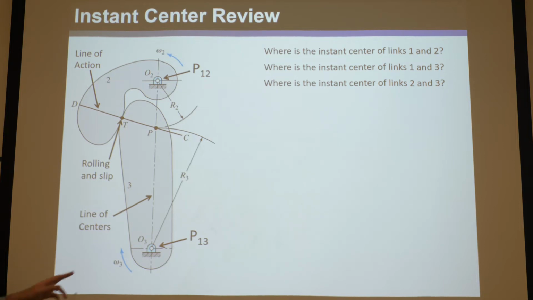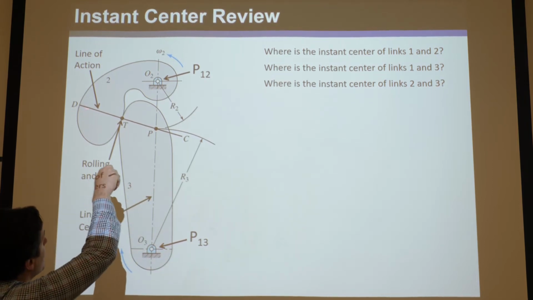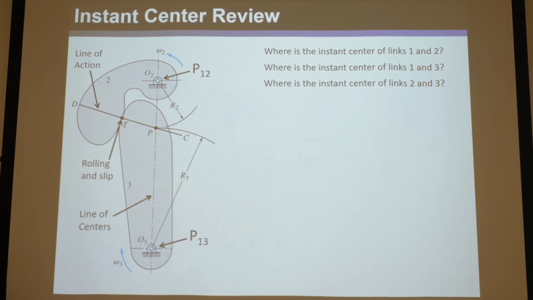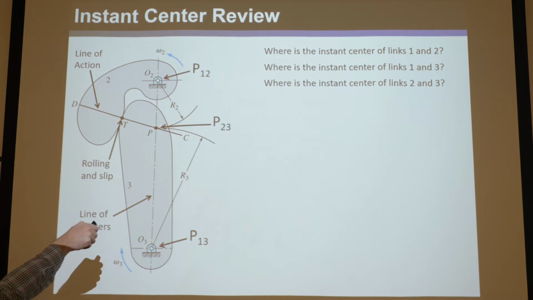Well, if you know it lies somewhere along the line of centers, and you know it lies somewhere along this line of action, as it's called, which is the line where the force from one of the bodies acts on the other, like a pressure along this line, then you know the instant center between these two is where they intersect. So there it is. P23 is at this point P.